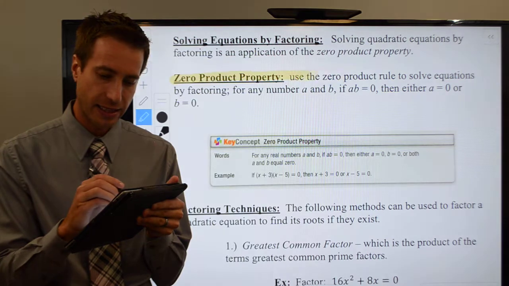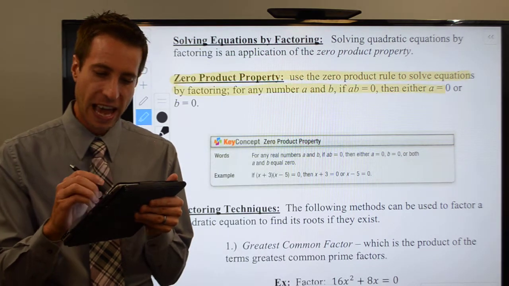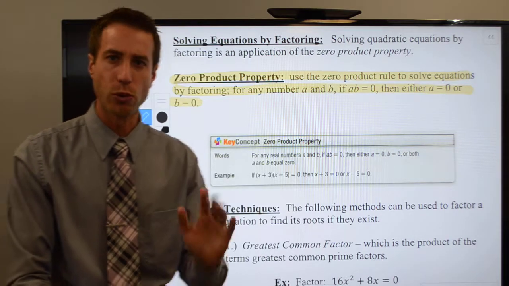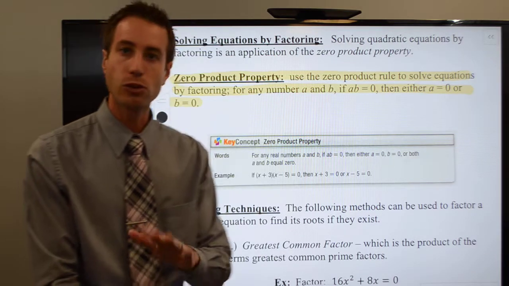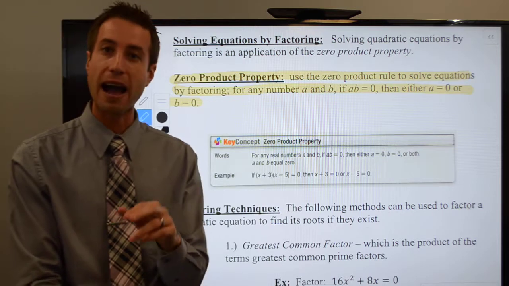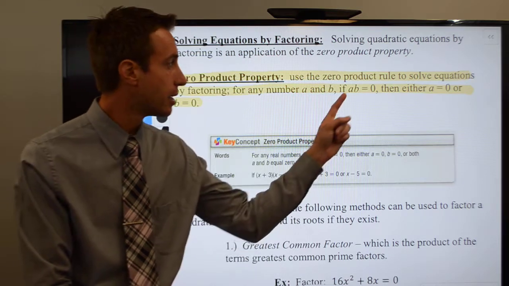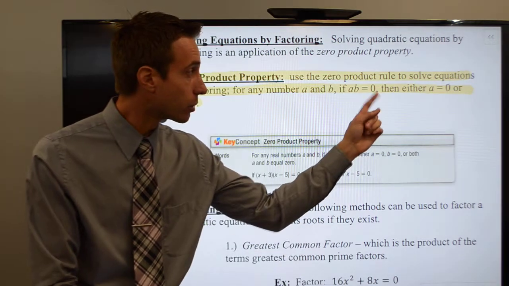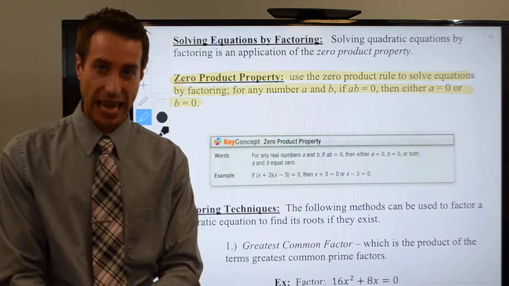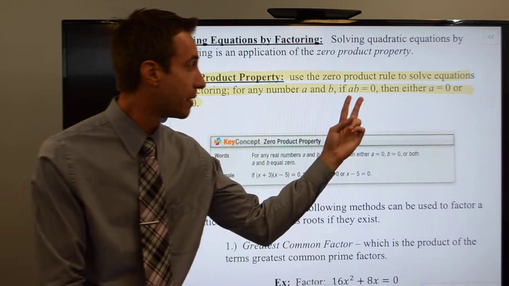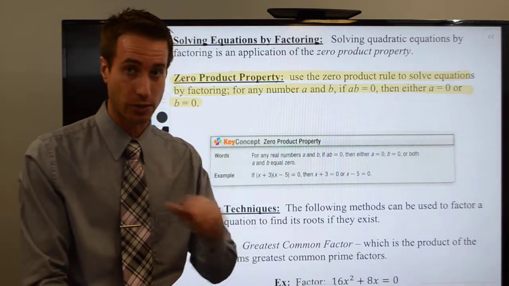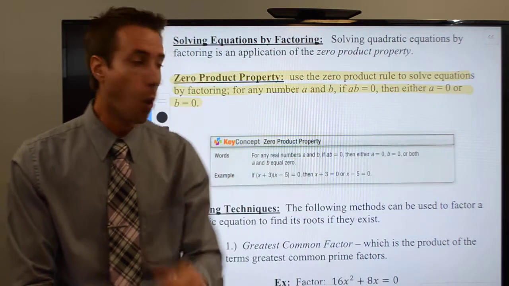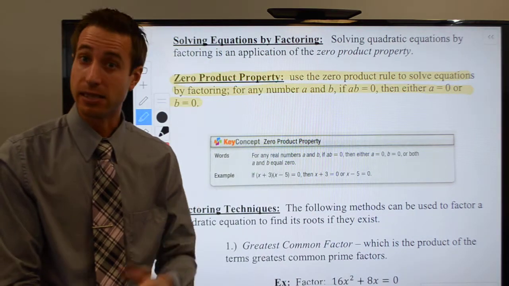So let me go ahead and highlight this for you. This is going to be really important. As far as how you use it, super easy, but I just want to review it with you anyway. And here's the way it's going to work. If you have two factors, A and B, and they're equal to 0, well, that can only happen if either, right? If you have two things multiplied together and they're equal to 0, that'll only happen if either A is 0 or B is 0.